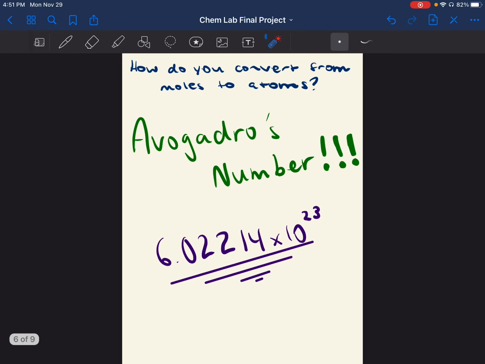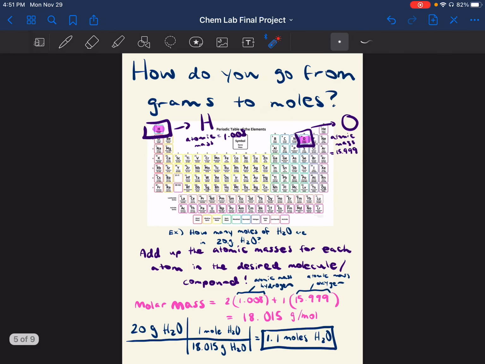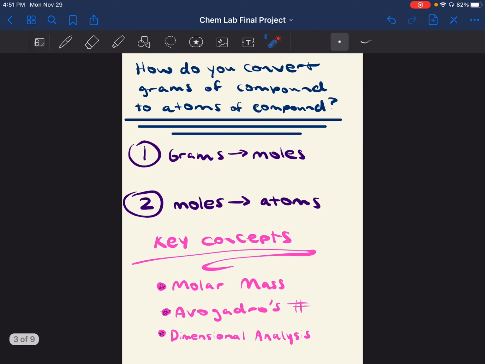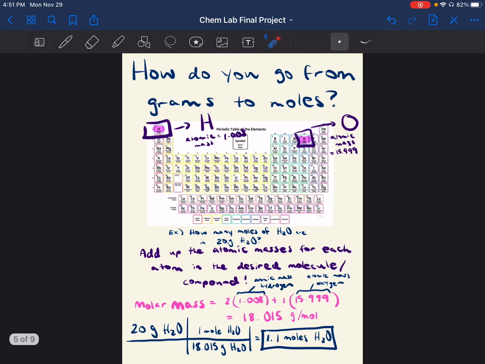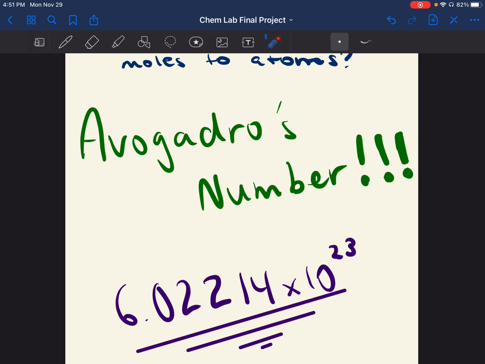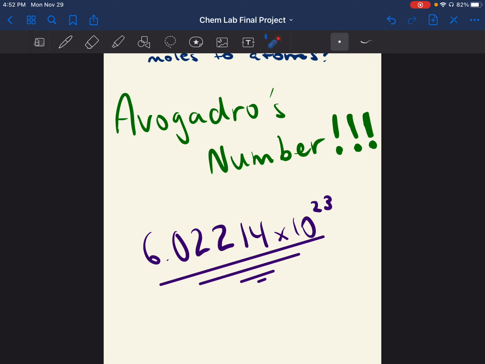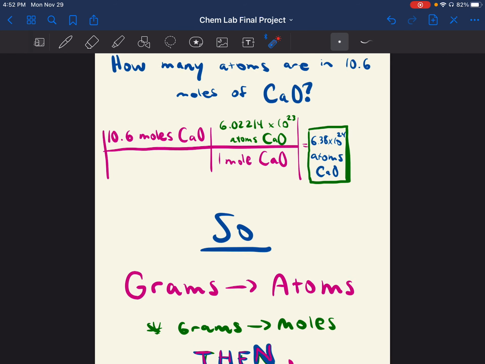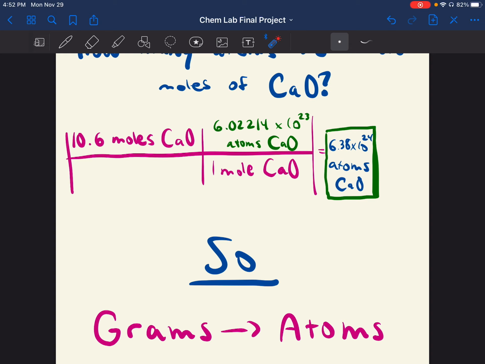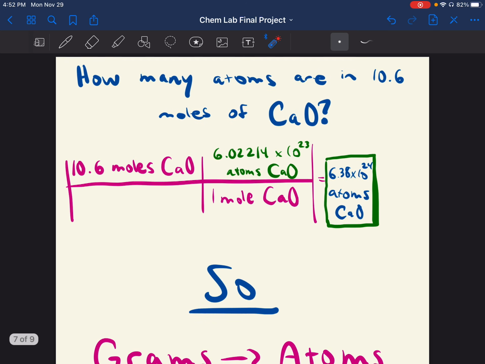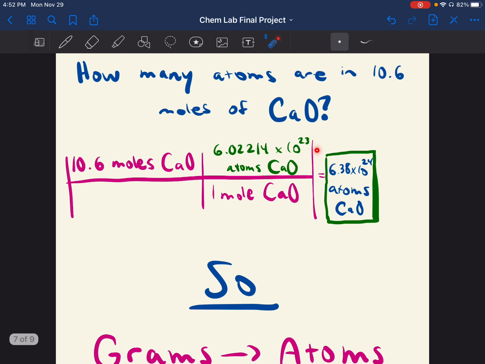Okay, moving on. So we know now, as I talked about before, to get from grams to atoms, you have to go grams to moles, moles to atoms. So now that we have moles, to get from moles to atoms, you have to use Avogadro's number, 6.02214 times 10 to the 23rd. It's just a conversion, just like molar mass is. So that's the equivalency there, but for atoms, it'll be 6.02214 times 10 to the 23rd.